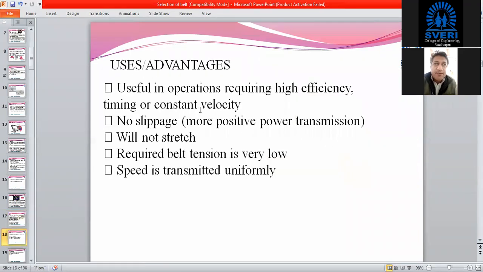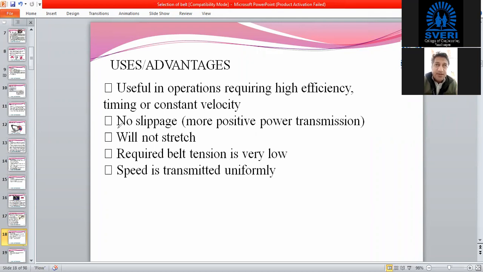If not, we'll go to the uses and their advantages. Now, most of the advantage which we are going to get is that in such types of grooved belts, efficiency is more than 98%. We can reach up to 100% also. In case of timing belt, we can reach up to 100% also. That means slip is negligible. Slip is not present in such types of belts.